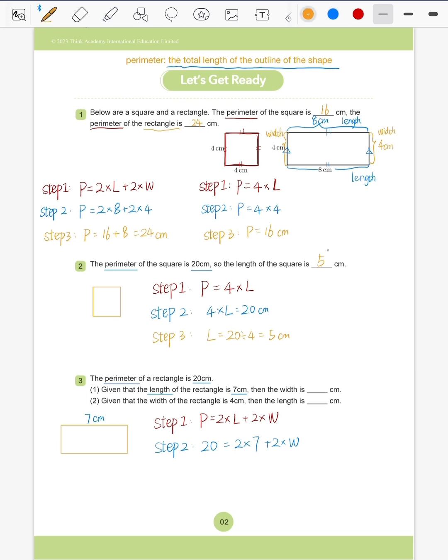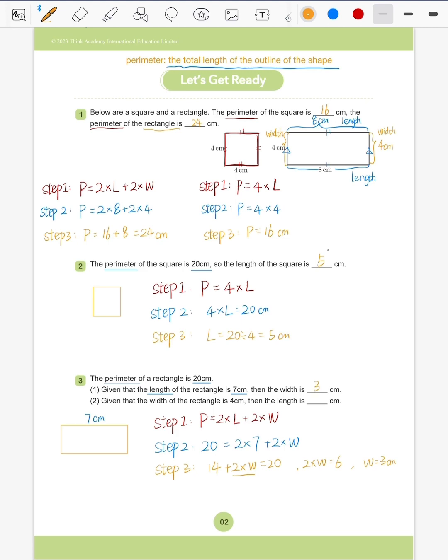And then we can go to step 3. We can do the calculation. So 14 plus 2 times the width is 20. Then 14 plus one number will equal 20. So what's this number? So 2 times the width will be 6. So the width will be 3. Then we can solve it out. The width is 3 centimeters.